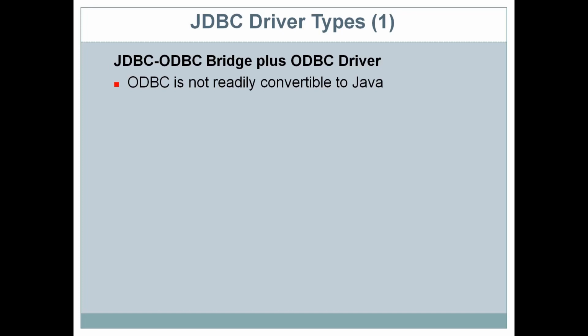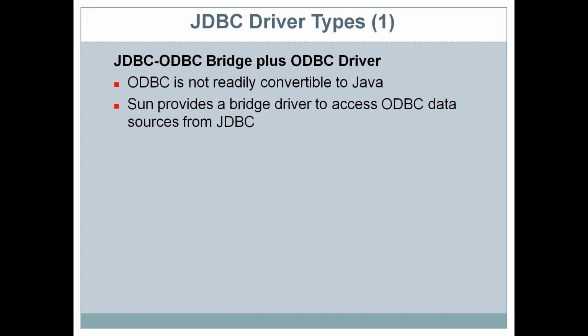So ODBC is not readily convertible to Java, so that is a problem with this. So Sun Microsystems provides a bridge driver to access ODBC data sources from JDBC. Now why this JDBC ODBC driver has been proposed is that a Java application cannot directly use ODBC. As we have seen, ODBC has a C interface, and it is not platform independent, and there are so many things with ODBC. That is the reason Java cannot use ODBC directly.